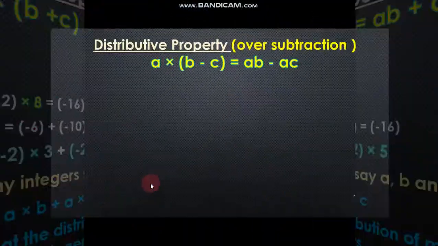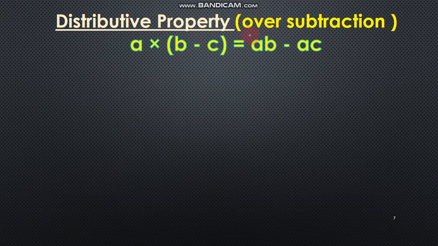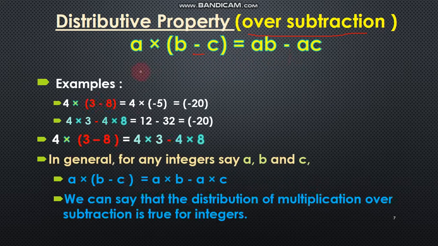Now the next case is the same property but over subtraction. Why? Because we have the minus sign here. So a into (b minus c) is the same as ab minus ac. Okay, so let us check from both sides. Take any three integers, like 4 into (3 minus 8). So first solve the bracket. 3 minus 8, the answer is negative 5, and then multiply it. 4 fives are 20, so the answer is negative 20.